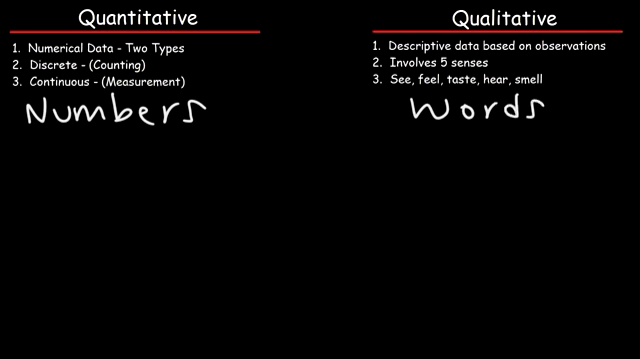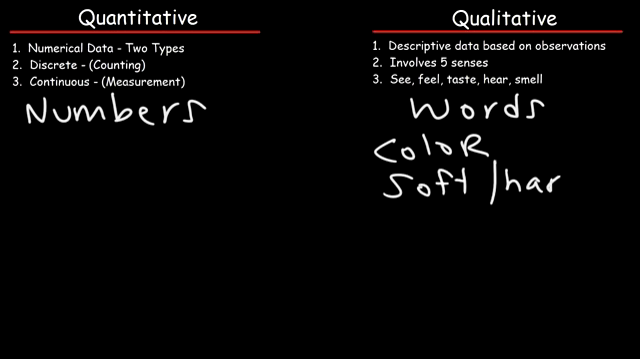Now, qualitative data usually involves the 5 senses. It could be visual, like what you see, such as color. It can be feel. Does something feel soft or hard? It could be taste. That food tasted good, or maybe that one tasted bad. It can be what you hear. Is the volume low or is it high? That's descriptive data. What about the smell? Does it smell good or smell bad? Or does it smell at all? So these are different forms of qualitative data. And as you can see, you use words to describe it.